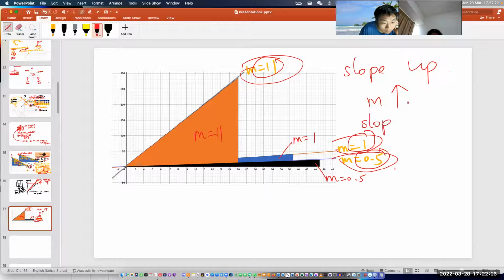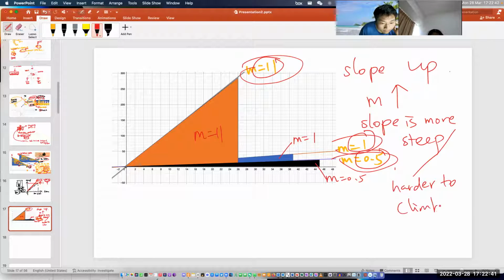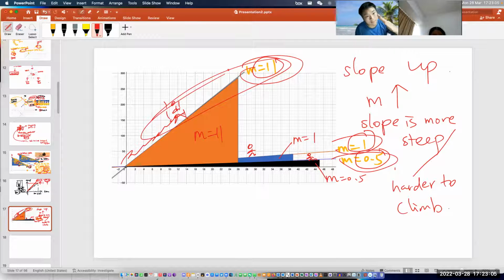The slope is more steep. Or in English, harder to climb. Is it harder to climb? For this, very hard to climb, right? For this one, ooh, it's a piece of cake. Then for this one is even easier, almost flat, right? For this one, oh my God, this guy must be sweating, right? This one, m equals to 11, so steep, so hard to climb, right?